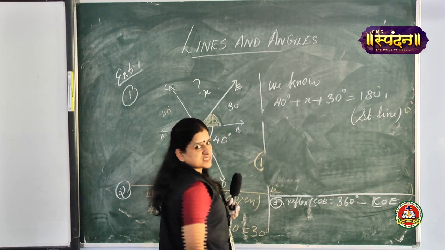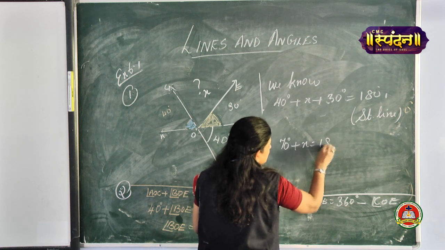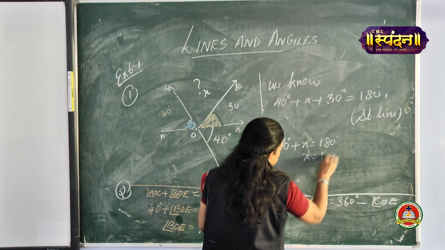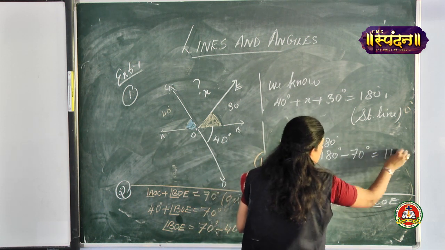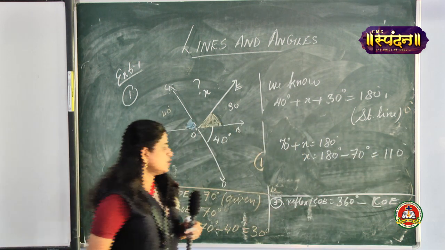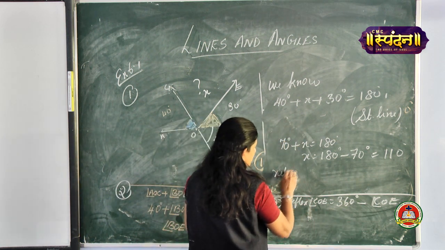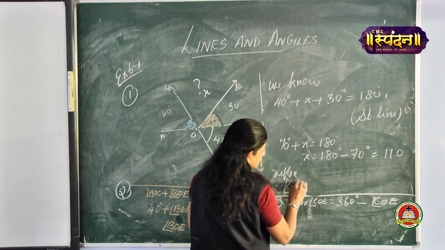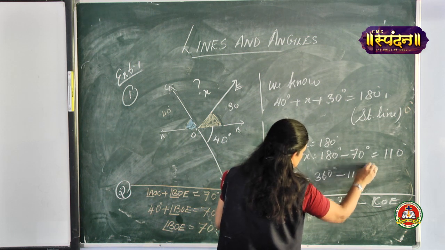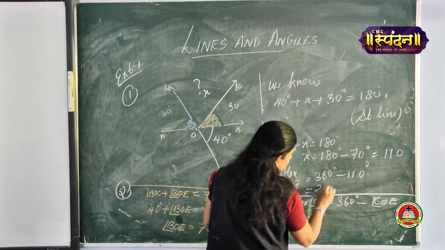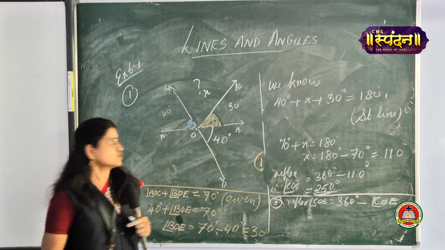So 40 plus 30 is 70 degree. 70 plus X is equal to 180 degree. Or X is equal to 180 minus 70, which is equal to 110. So now I can find the reflex of COE. So reflex of COE is equal to 360 minus 110, which is equal to 250 degree.